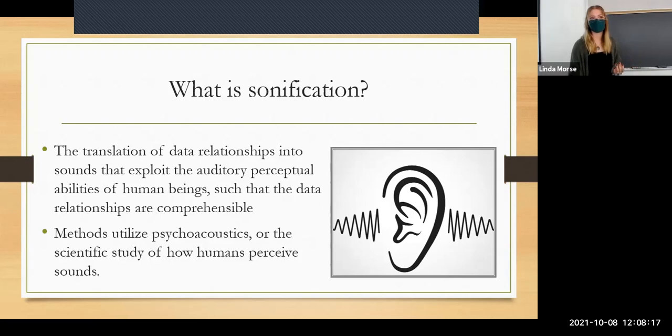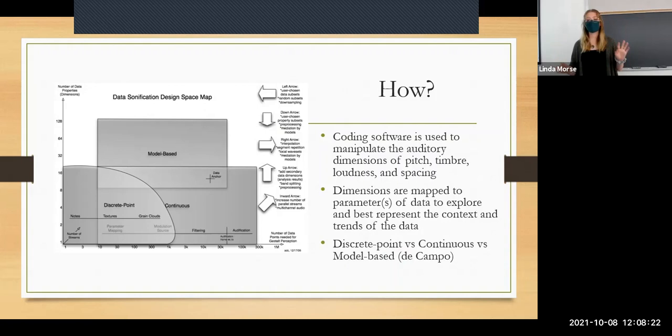So in order to sonify stuff, you use coding software to manipulate the auditory dimensions of pitch, which is like the note that you hear, the timbre, which is like the quality of the sound, how a piano sounds different from a saxophone, the loudness or the volume or amplitude, and spacing, which can be rhythm, it can be tempo, anything like that. So when you sonify something, you map the dimensions of data to the dimensions of music. And I'll make sure that makes a lot more sense later. But you explore and best represent the context and trends of the data.